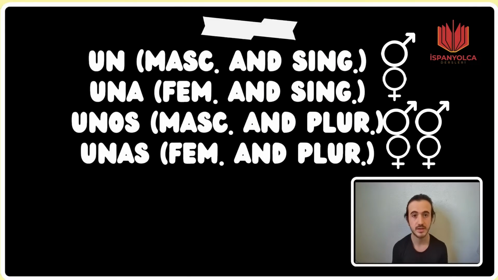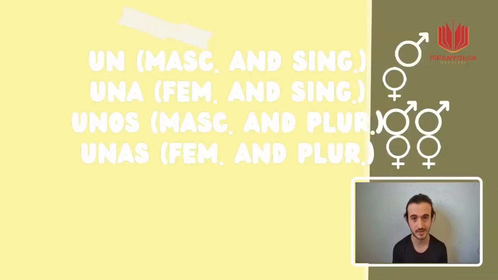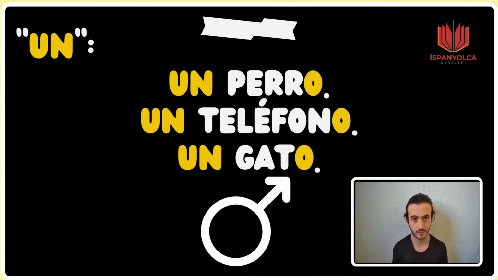They are very easy. If a word is masculine and singular, you have to use un. If the word is feminine and singular, you have to use una. If the word is masculine and plural, you have to use unos. And finally, if a word is feminine and plural, you have to use unas. Let's now see some examples.